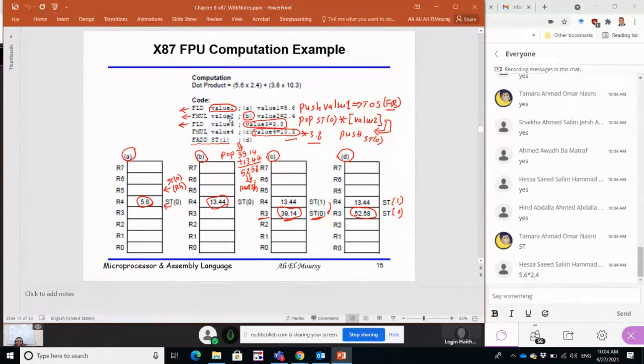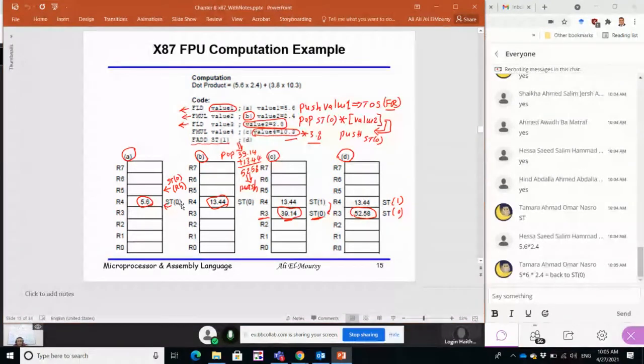send them to the multiplier. The multiplier will multiply them and get me the result of multiplying 5.6 by 2.4, and will push the result back into the same location of ST0 in the stack. So the result of multiplying 5.6 by 2.4, which is 13.44, will be pushed back into the same location, which is R4.